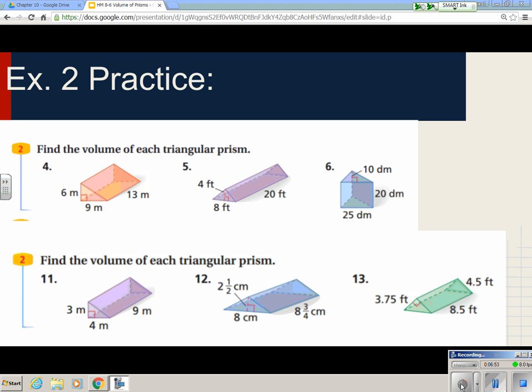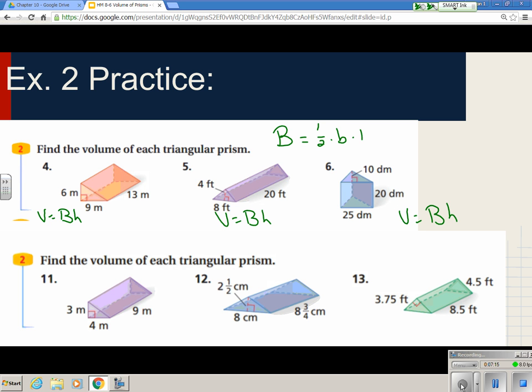So your turn, I want you to do these top three, 4, 5, and 6. Remember, volume equals base times height. And remember, all three of these have a base that's a triangle. So the base is going to equal 1/2 times base times height. Okay, good luck. Come back when you're done. We'll see how you did.